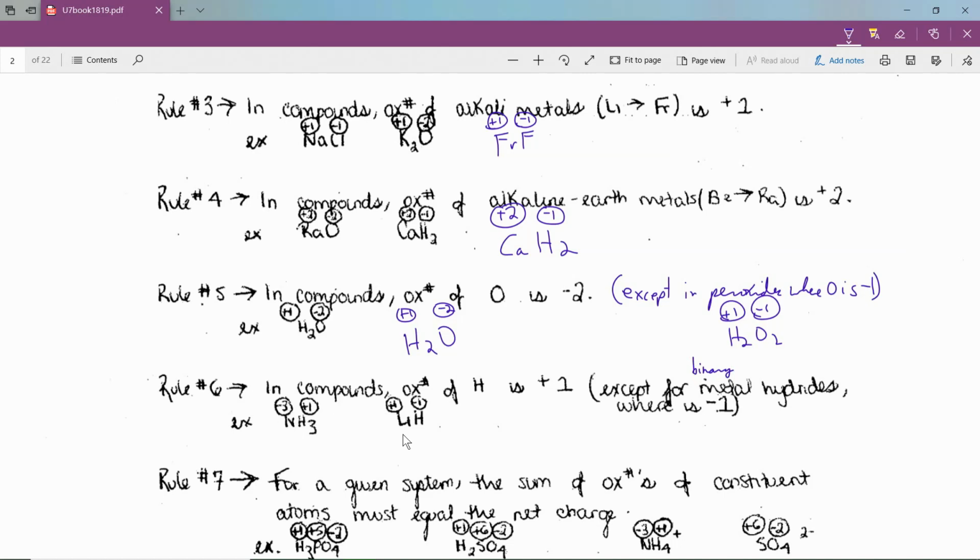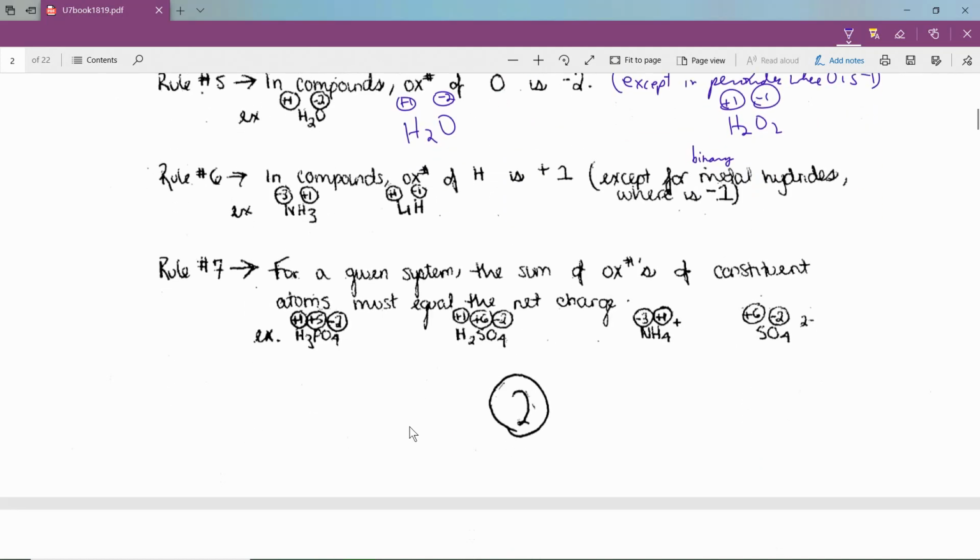Lithium hydride is a binary metal hydride. There's only two kinds of atoms, and one of them is a metal. And see, if hydrogen was +1 here, then we'd have a conflict because we already looked at a higher priority rule which said that the alkali metal is +1. So you can't have both of them +1 because, as we'll see from rule 7, they have to add together to give you 0, because lithium hydride overall is neutral. So hydrogen is going to be -1 in a binary metal hydride.